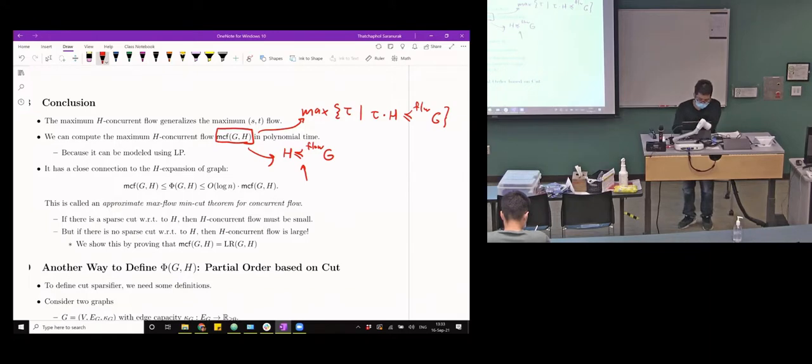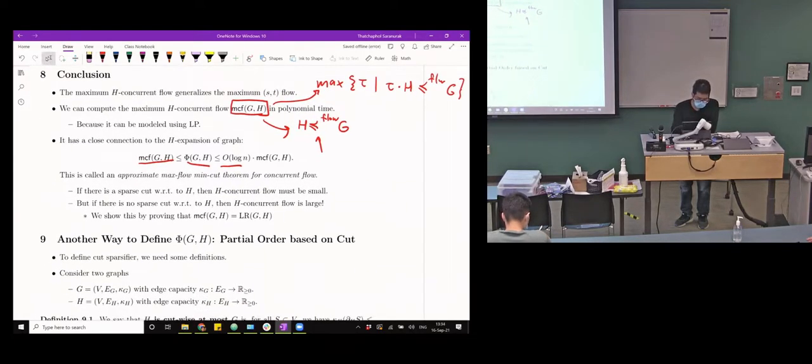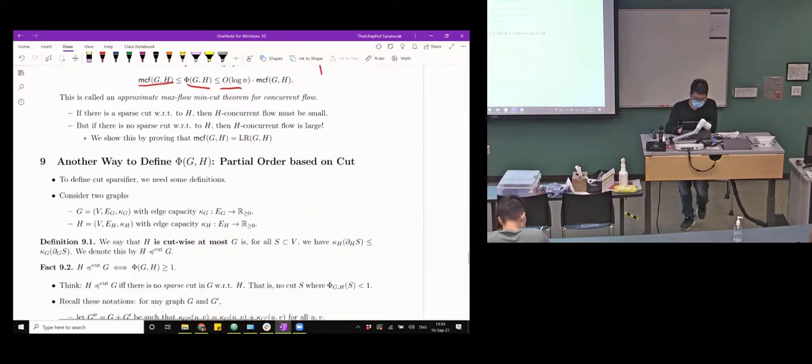And we have seen that max flow in the multi-commodity sense is similar to min cut in the multi-commodity sense within a log n factor. So that is a good thing to know. In other words, if there is a sparse cut in H, then the H concurrent flow must be small. And if there is no sparse cut, you will find a large flow as well, but maybe within a log n factor. Okay, so that is the recap.